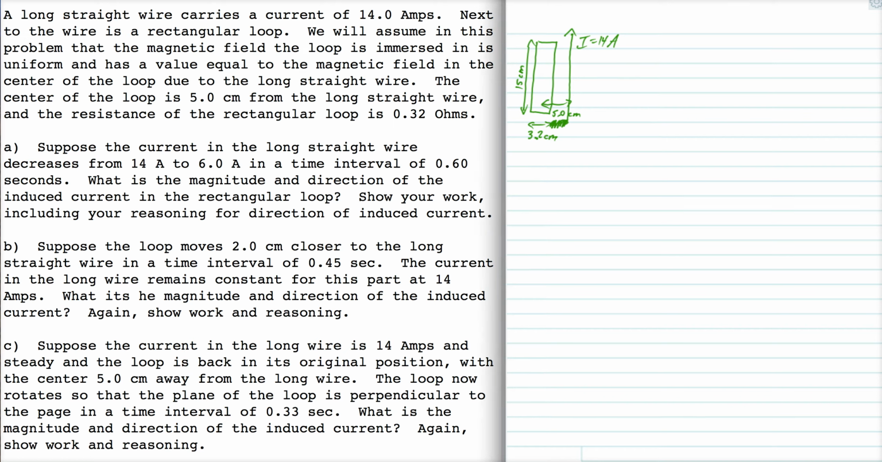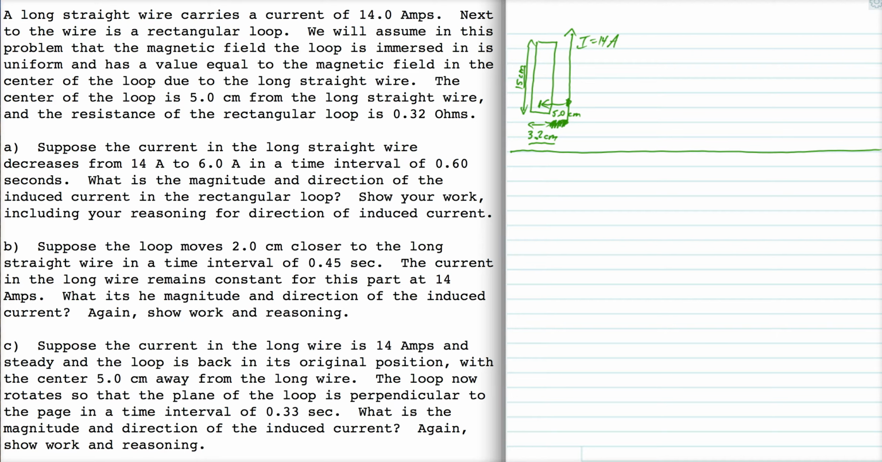Okay, so we have a loop here that is 3.2 centimeters by 15 centimeters, and the center of the loop is located 5 centimeters away from this wire, right? Okay, so in our first example, or A of this problem, the current decreases from 14 amps to 6 amps in a time interval of 0.6 seconds.